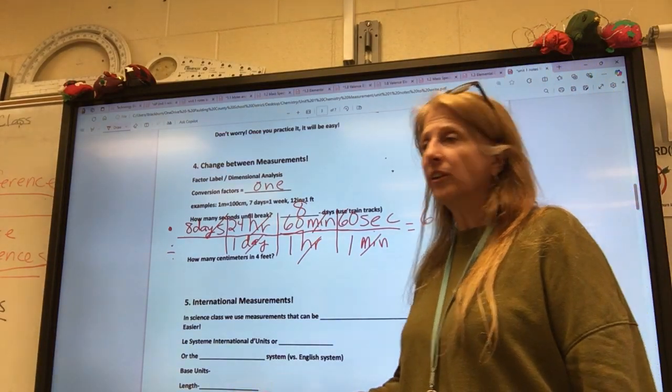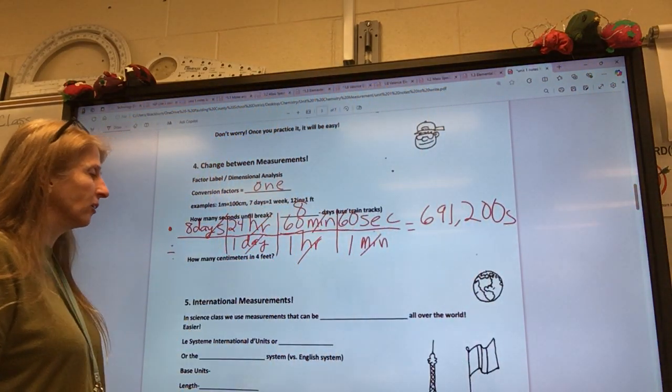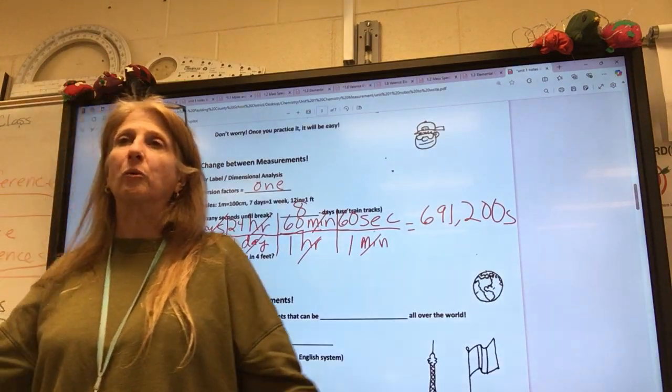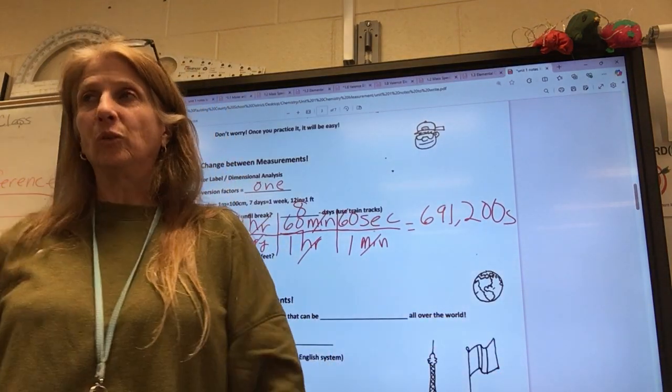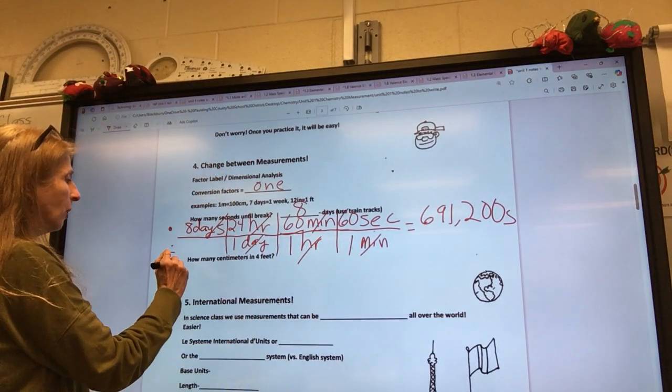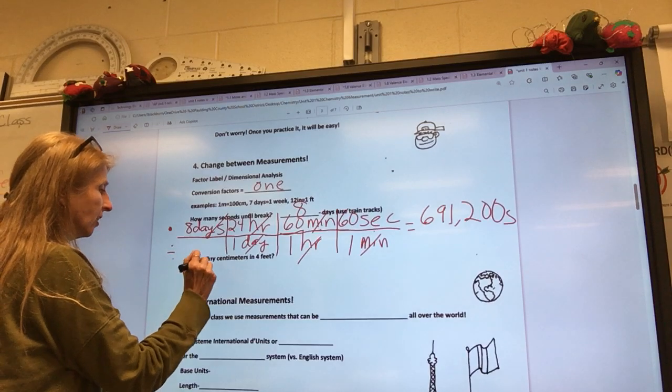Okay, so here's another example. How many centimeters in 4 feet? So what do we start with? That was even worse. What we know. So what we know is 4 feet.